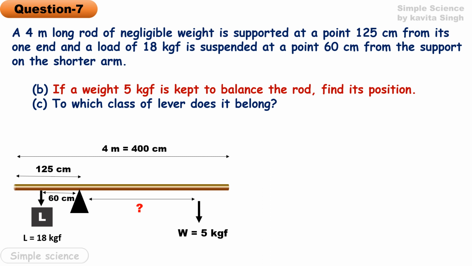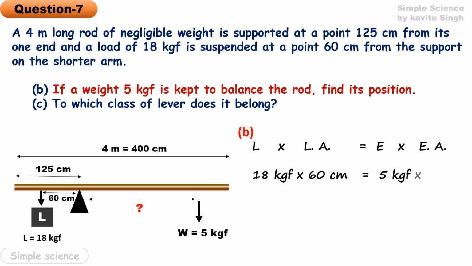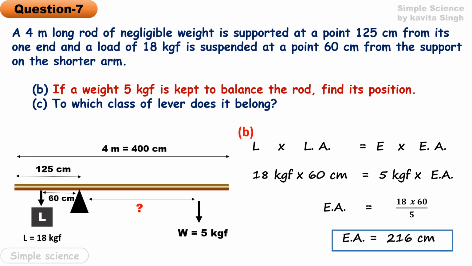So that means what is the effort arm? In this part we have to calculate the effort arm. We will use the same formula: load into load arm is equal to effort into effort arm. Load is 18 kgf, load arm is 60 centimeter, effort is 5 kgf but effort arm is not given. So substitute the values. You will get effort arm is equal to 18 into 60 upon 5, which is equal to 216 centimeter. Or you can also write 2.16 meter.